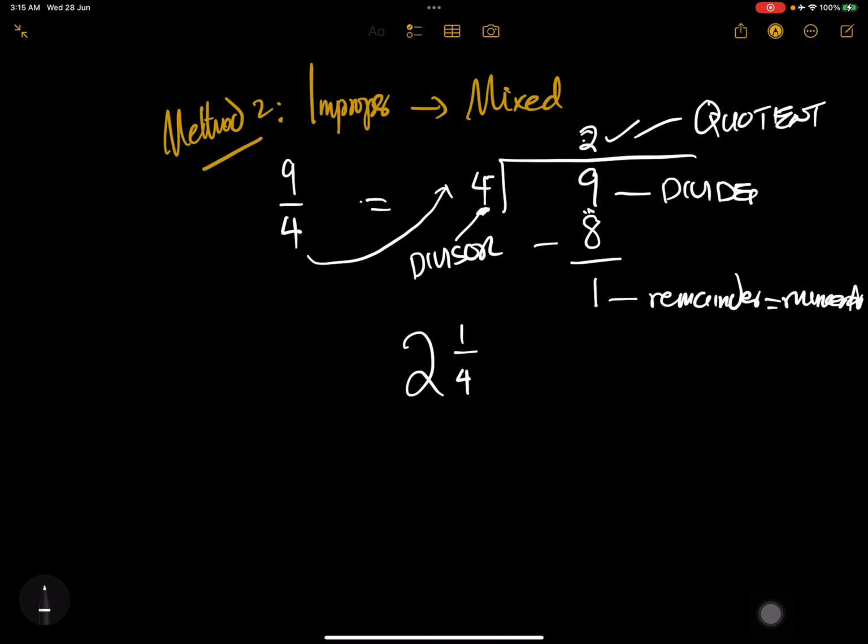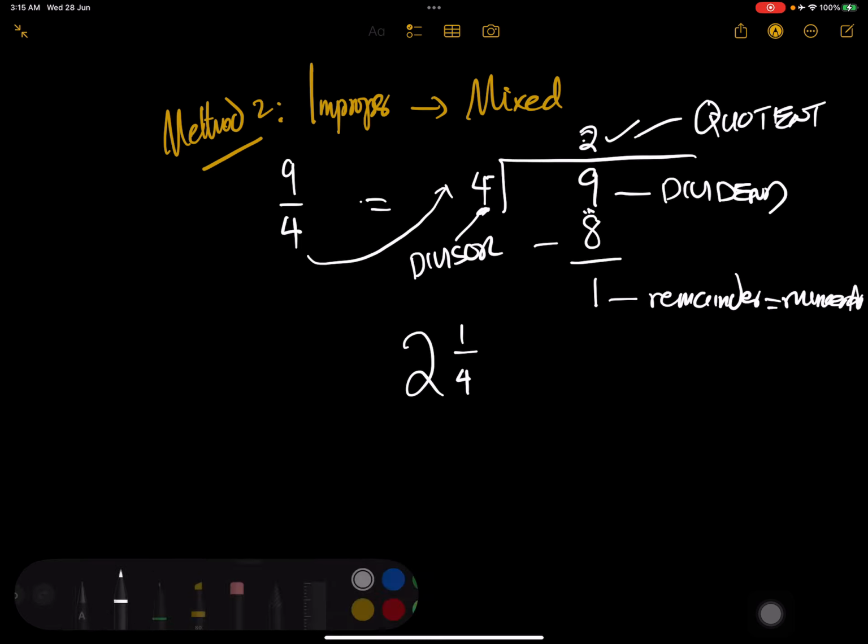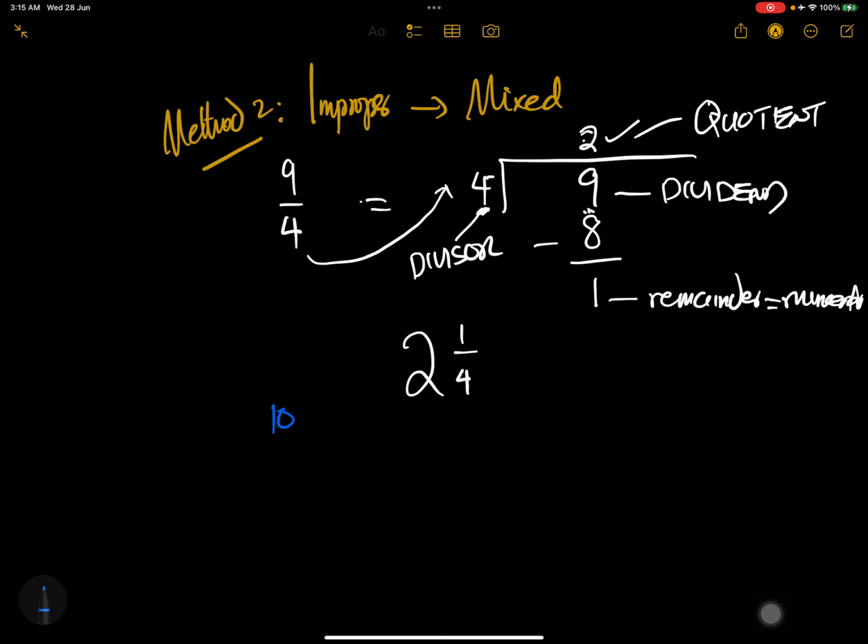We will talk about the dividend when we get to equations and polynomials. We'll get it later. But I hope this one works. So whichever method works for you, use it. Let's say we also have another example, maybe the one with 10 over 3.